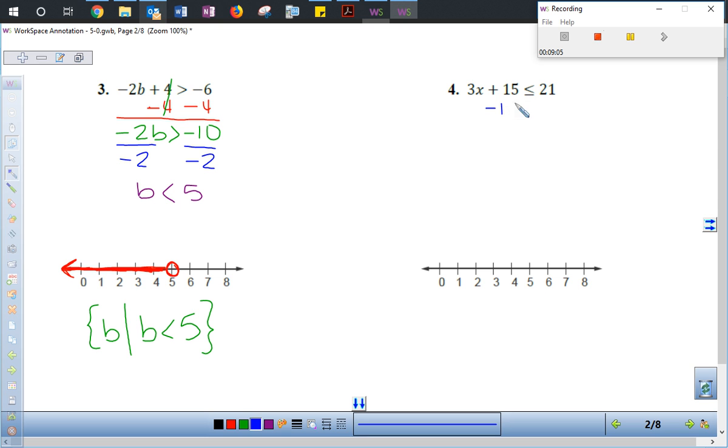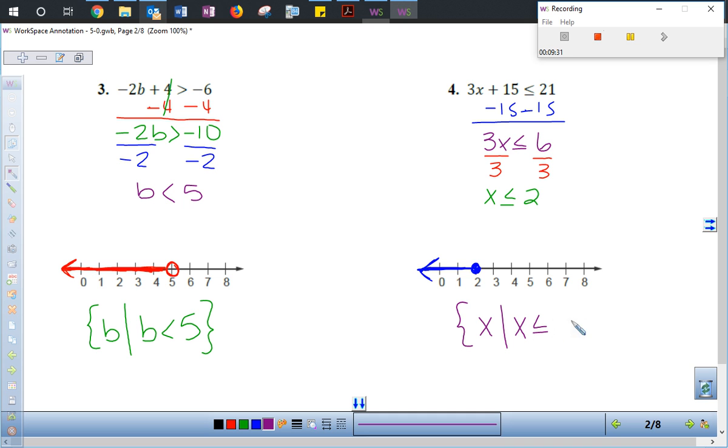Alright, hopefully you subtracted 15 from each side, and you got 3x is less than or equal to 6. Then you divided each term by 3, and x is less than or equal to 2, which means it is a closed dot on 2 with an arrow going to the left. Now, to write that in set builder notation, that's the set of all x's such that x is less than or equal to 2.